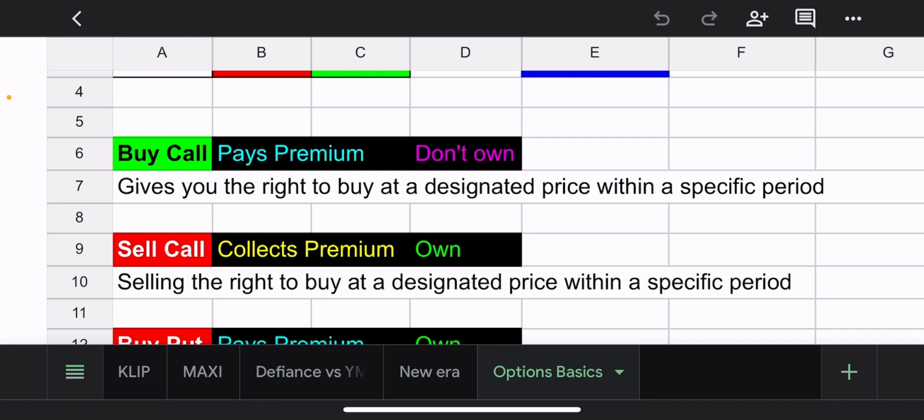Or you can sell the call, right? The call that you own, since you have the right, you can give someone else the right and you can just collect the premium differential. Hopefully that makes sense. So, and we'll move on.